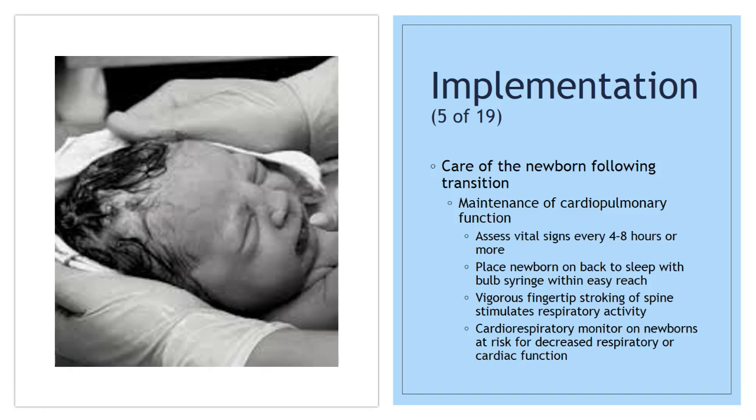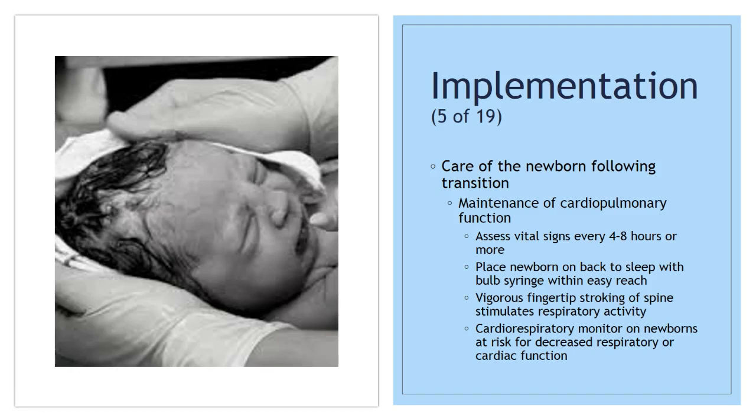Once transition has happened, making sure that we can maintain cardiopulmonary function in the neonate is imperative. So we want to be assessing vital signs very frequently, every 4 to 8 hours or more. Place the newborn on their back to sleep with a bulb syringe within easy reach so that we can get things out of the nose if we need to do that, or out of the mouth.